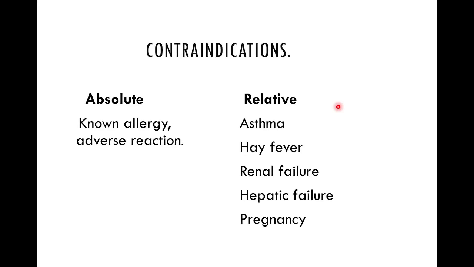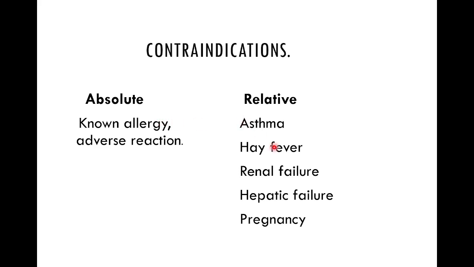So when is it contraindicated? There are two kinds of contraindications. One is absolute contraindication, the other is relative contraindication. Absolute: a known history of allergy to the fluorescent dye, or a history of adverse reactions when the fluorescein angiogram procedure was conducted before. It is better to avoid the procedure in those patients.